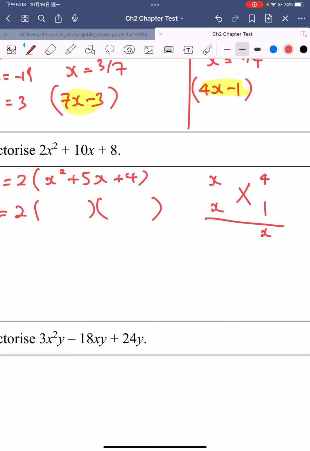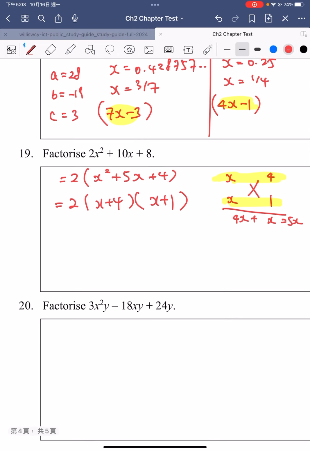So now we have the x together with the 4x here, we'll add them together, which gives you 5x. So now we can say the answer is x plus 4 and x plus 1. So just write down 2 times x plus 4 and x plus 1. So that's the answer for question 19.